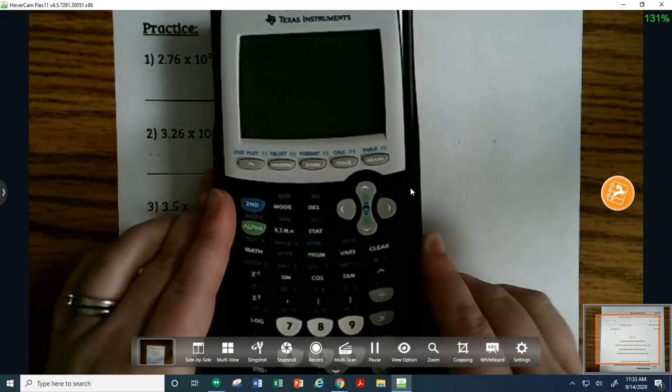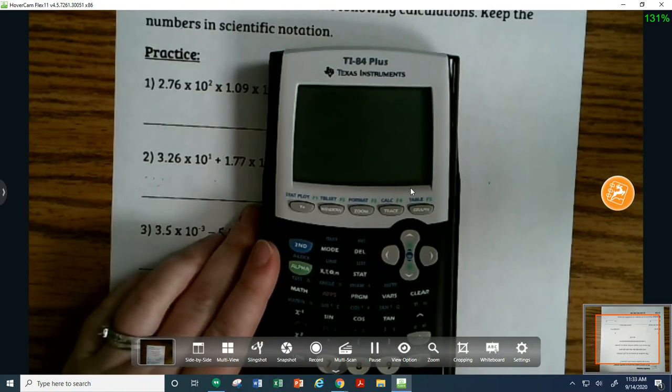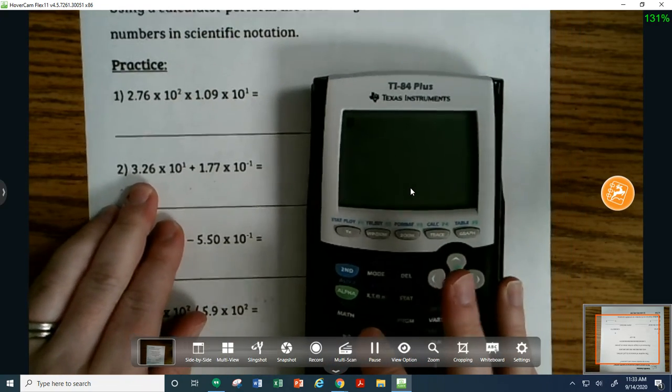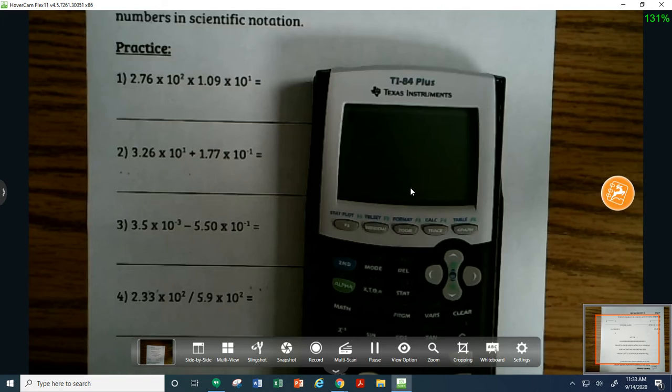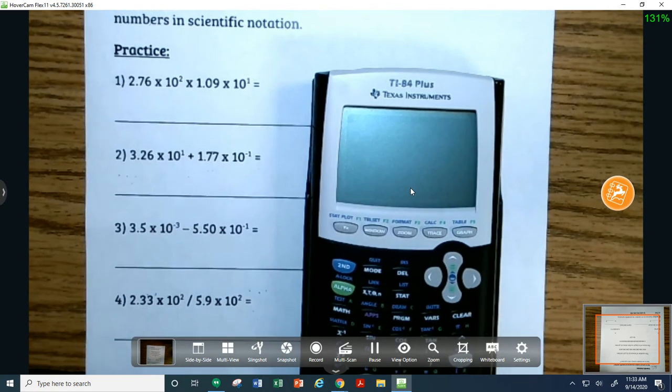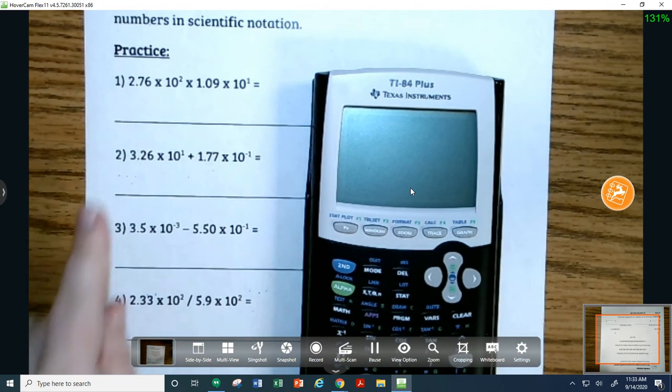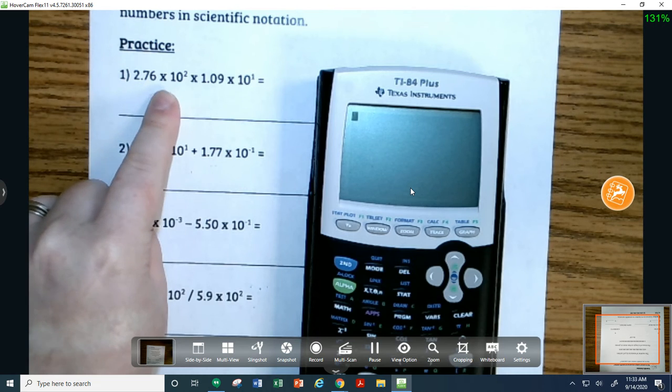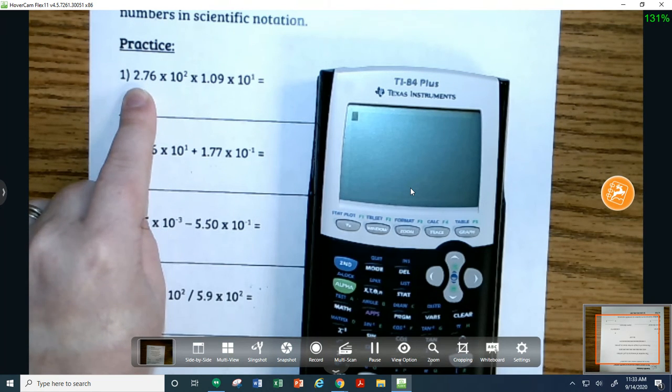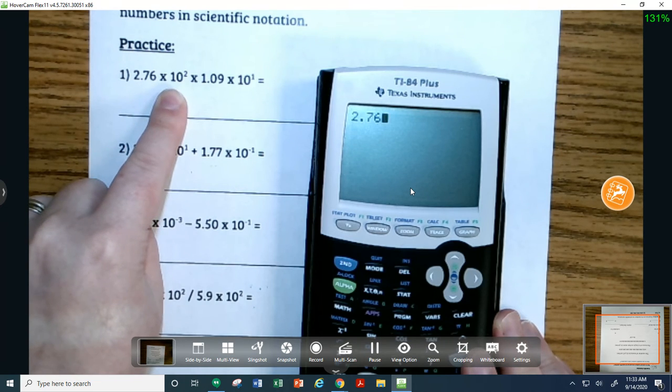So I'm going to start with a graphing calculator. If you have a graphing calculator, how you type in scientific notation, I have a much easier way for you to do this. Let me turn on the light to this. There we go. We can see the screen a little bit better. So how do I type this into my calculator? What I do is I type 2.76. Now, how do you do times 10 to the second?